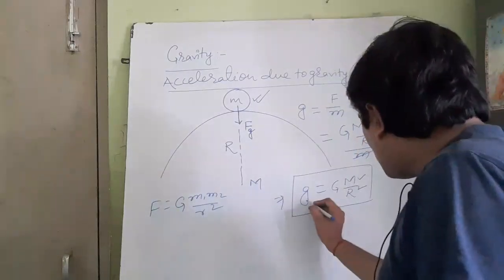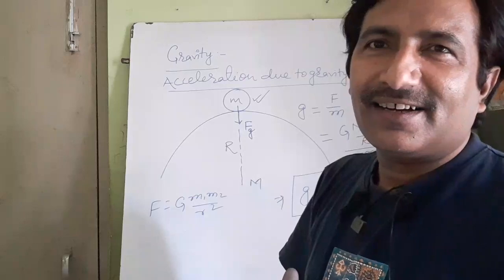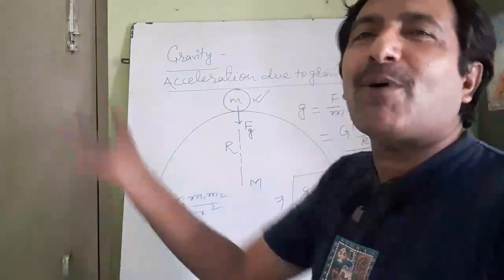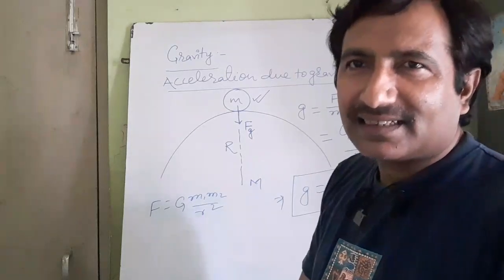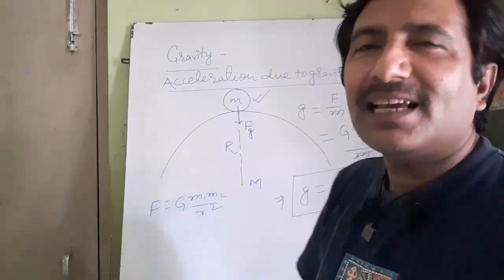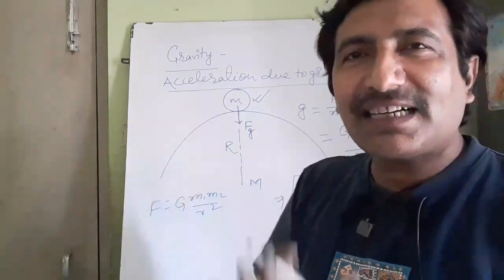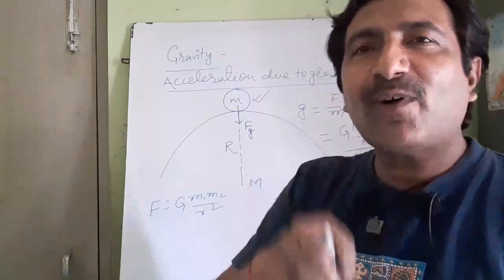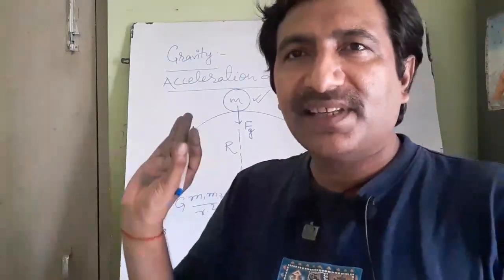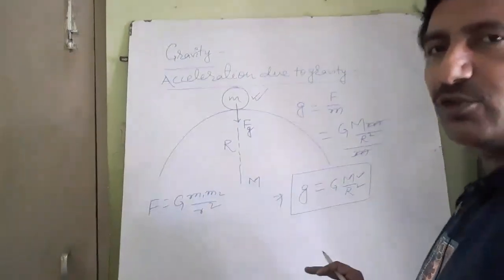So the value of g will be constant in general, acting the same on all bodies on the surface of the earth. Although I will discuss the variation in g, the factors which can affect small g, in the next lecture. But here you just have to understand that for every body, acceleration due to gravity will remain same. Is it clear?